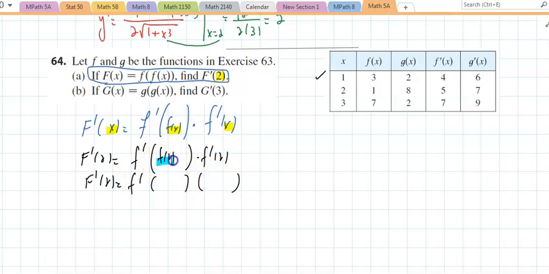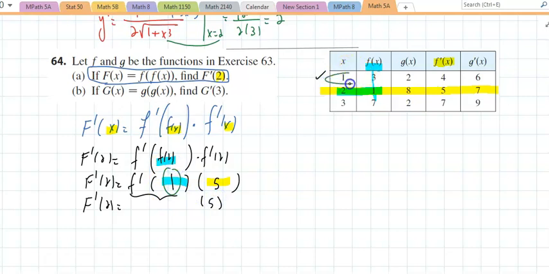I need two values. I need f of 2. There is f at 2, it's a 1. And there's f prime at 2, it's a 5. And now what is this saying? This says, this is a 5 that's fixed. This says, go to 1, there is 1, and find me f prime. F prime is a 4. And that turns out to be a 20.